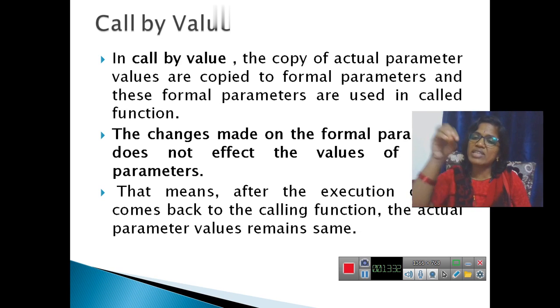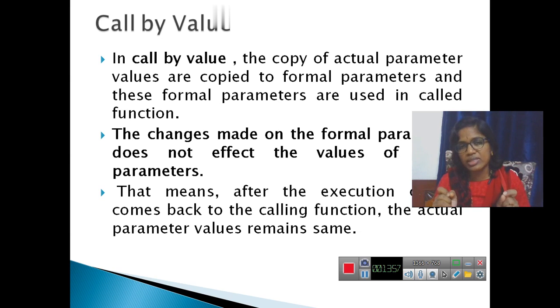Suppose I have passed a value to you, and if anything happens at the helper place, that will be okay at the helper, that means at the called function, but it will not be reflected back to me. Okay, let's see. So in call by value, the copies of actual parameter values are copied to formal parameters, and those formal parameters are used in the called function.